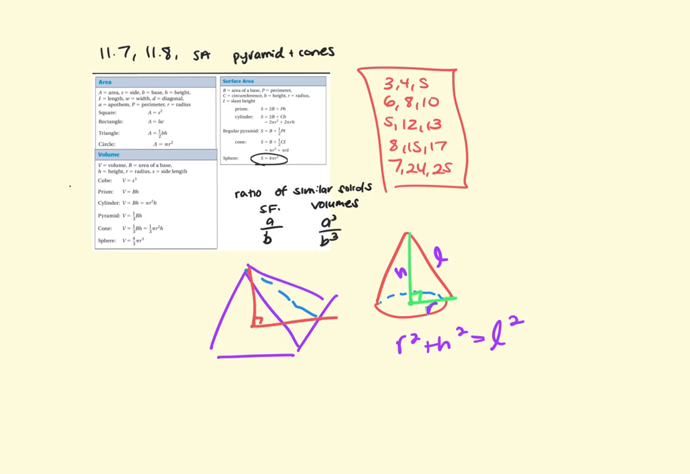Can I ask a question? Can I wait till I finish with this, please? This would be one half your side length. This is your height, and that's your slant height. Same thing, this time it would be one half your side length on the bottom squared plus h squared would equal your slant height squared.